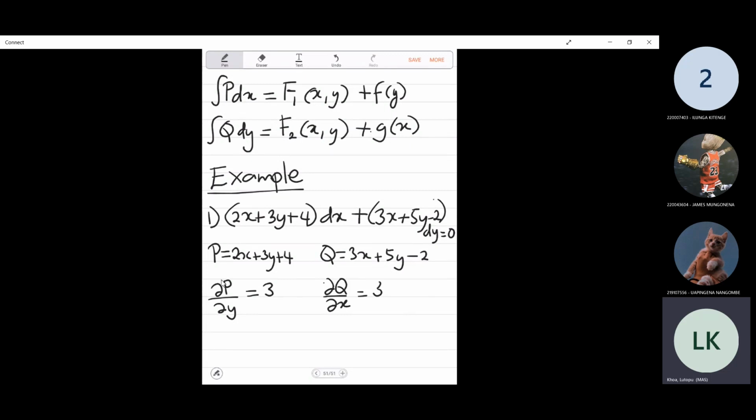So you can see that the partial of p with respect to y is equal to the partial of q with respect to x. So these two are equal. Therefore, the differential equation is exact. So that is something you must check. See, is it exact? If it is, then we proceed to solve it.